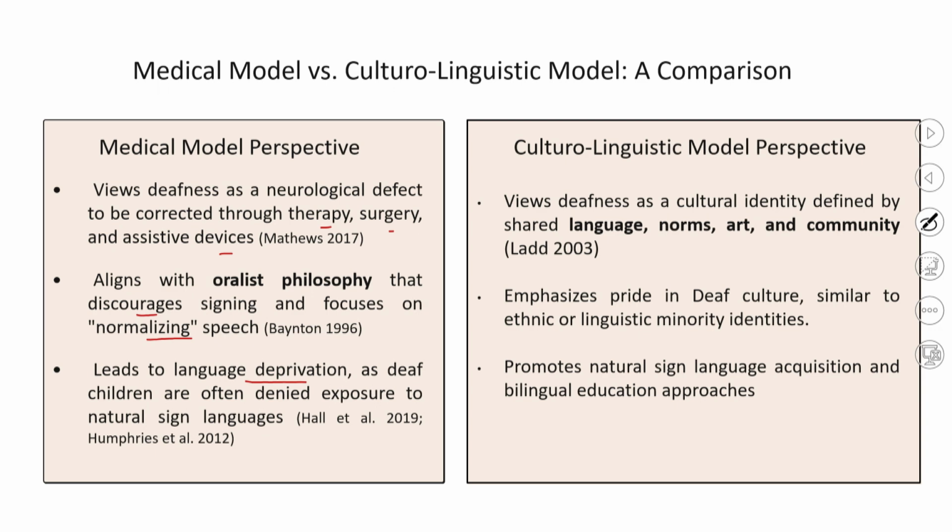The other perspective is the cultural linguistic model perspective. Now, here deafness is seen as a cultural identity defined by shared language, norms, art and community feeling. So, this is just another group of people who have a specific type of language. That is how it is seen in this other model. So, as a result this is more inclusive.